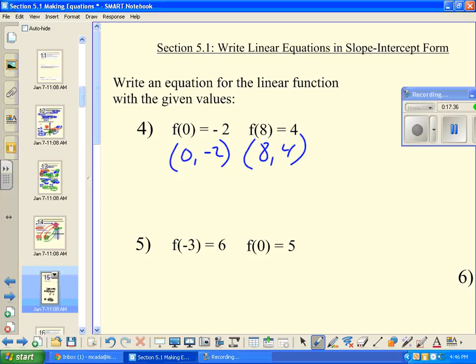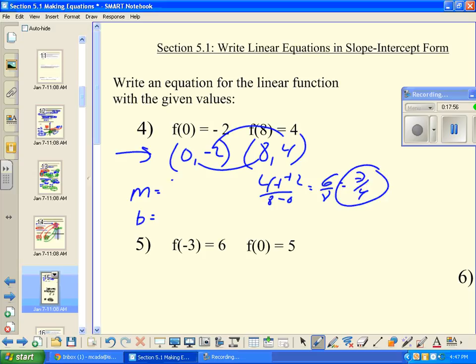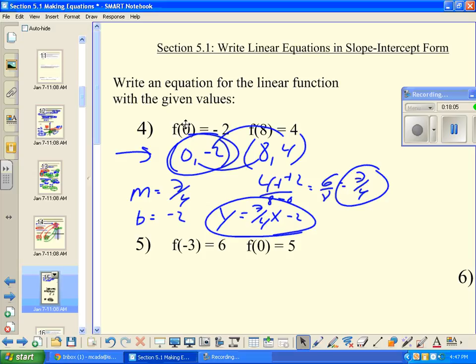And so if I just think of these ordered pairs in function notation, I can change them just to look like ordered pairs like we're used to seeing, and then I can still find the m and the b, the slope and the y-intercept, just like we were doing before. 4 minus negative 2, 8 minus 0. I'd get 6 over 8, which would be 3/4. And so I could find my slope. And this point's my y-intercept, which is negative 2. So I could still make the equation 3/4 x minus 2. But realize this is just like we did in the previous pages, but instead the points were just in function notation.